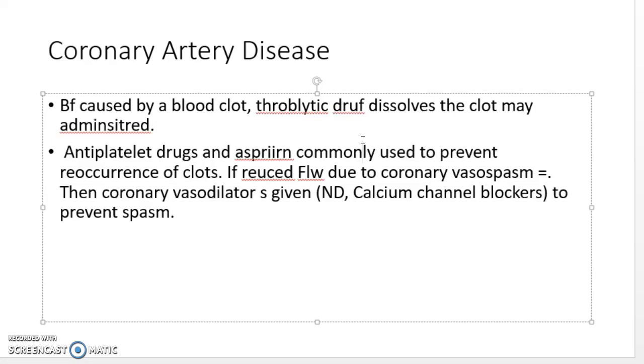If the reduced flow is due to coronary vasospasm, then a coronary vasodilator is given, along with calcium channel blockers, to reverse and prevent vasospasm. So yeah, that's about it. So why give calcium channel blockers? Because they will block excitability, they will block the action potential from occurring, and nitrodilators dilate the blood vessels, and there's going to be reduced flow during vasospasm, to reverse and prevent vasospasm.